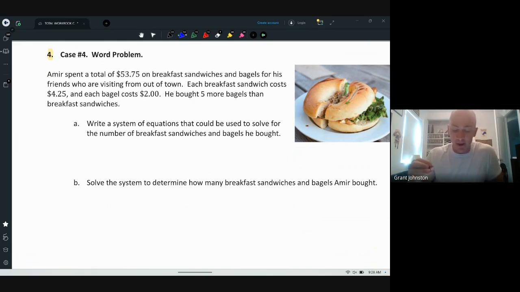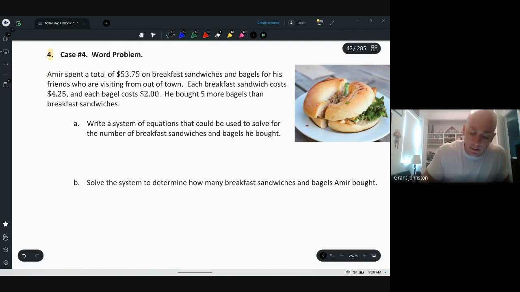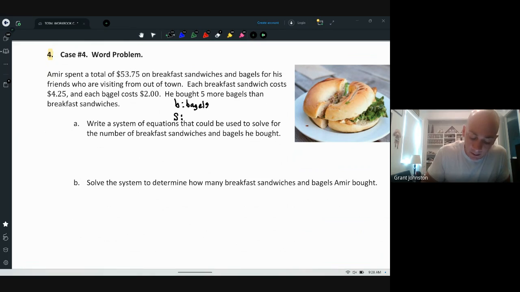Bagels and breakfast sandwiches. So it kind of stinks because they both start with B. So I'm trying to pick variables here. I'm going to say B is the bagels. Okay. And then I'm going to say S, and that kind of stinks because S's look like 5s and B's look like 6s sometimes. But S is the sandwiches.